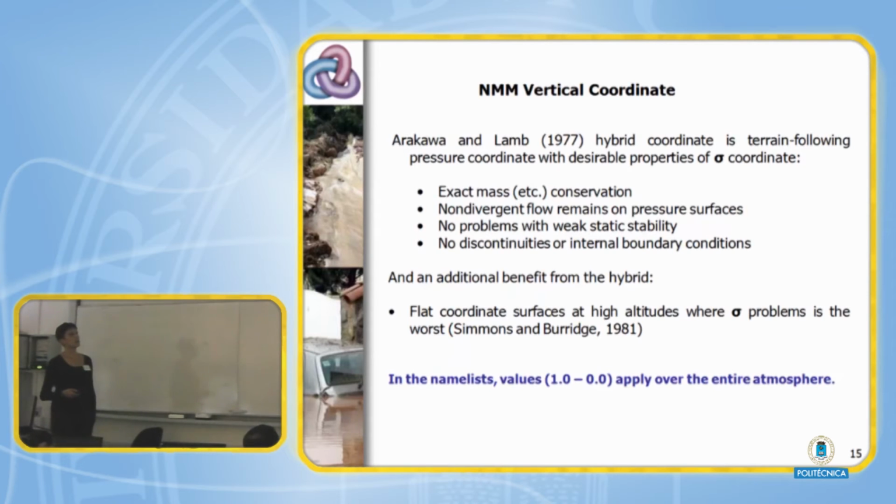And what about the vertical coordinate? That is the famous Arakawa and Lamb hybrid coordinate. It's a terrain-following pressure coordinate with the desirable properties of the sigma coordinate. Basically, the idea is to have a sigma coordinate near the surface, and from some height to have a pressure coordinate. The desirable properties are exact mass conservation, non-divergent flow remaining on the pressure surfaces, no problems with weak static stability, and no discontinuities.